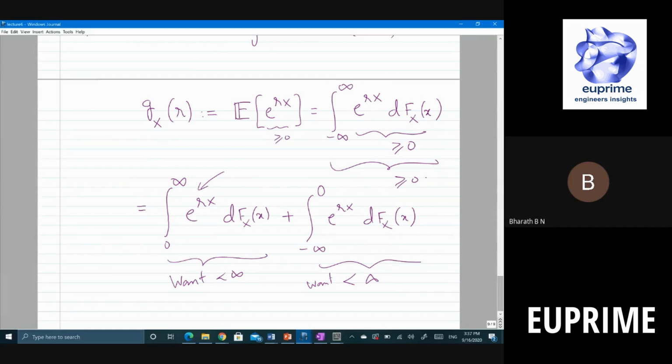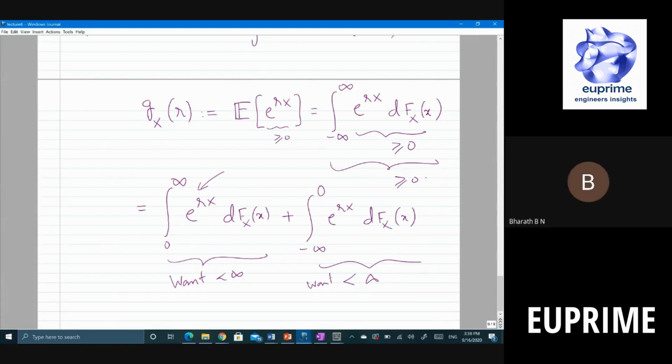If r is 0, what will happen to the first integral? Can somebody tell me? We will be left with the F_X distribution function integrated from 0 to infinity. So what will be the answer? Half. Why half? 1 minus F_X of x less than or equal to 0.